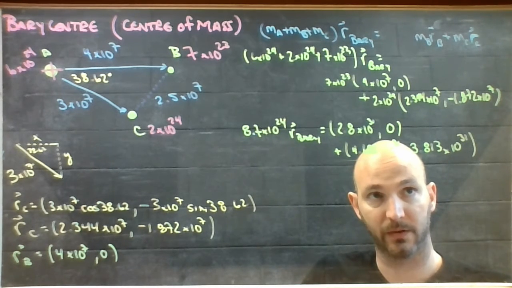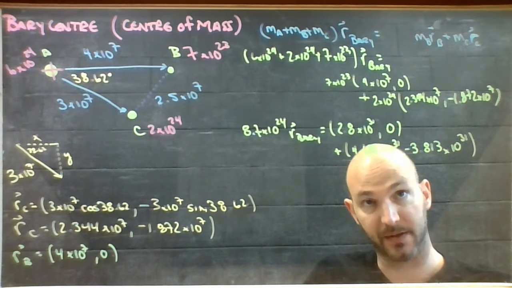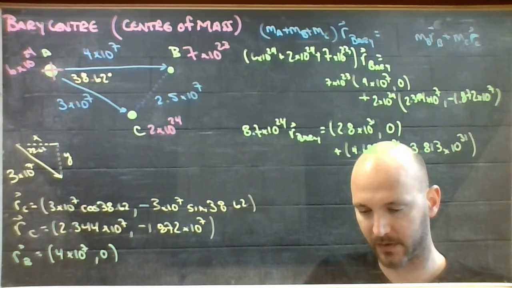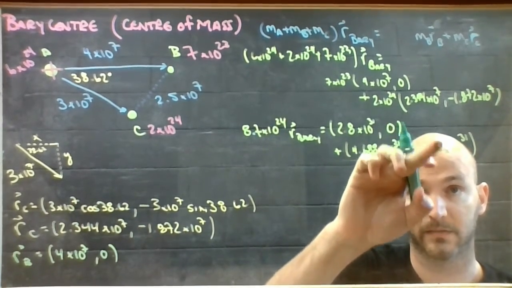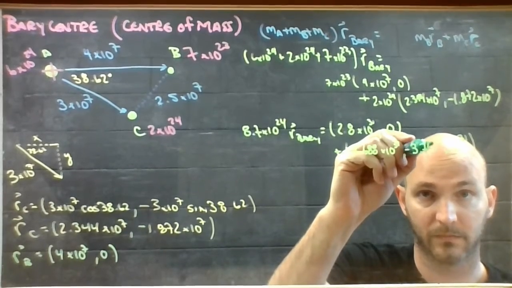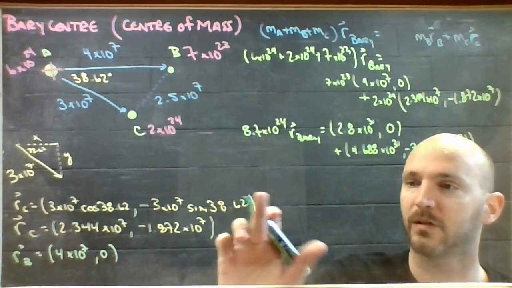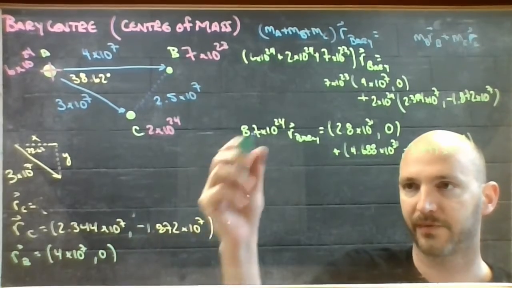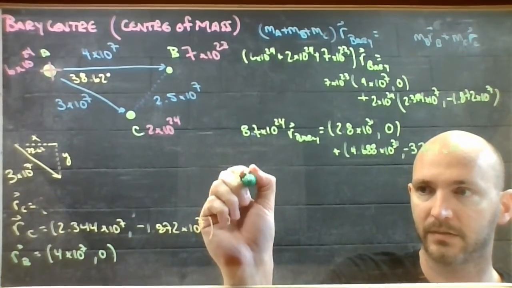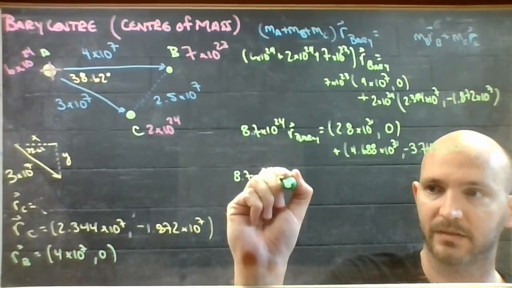Or it's not even close. 1.872 times 10 to the power 7 times 2 times 10 to the power 24. Yeah, okay, well, I tried. Okay, I'm just going to get rid of this because it's in my way. So I have 8.7 times 10 to the 24 times the vector to the barycentre.